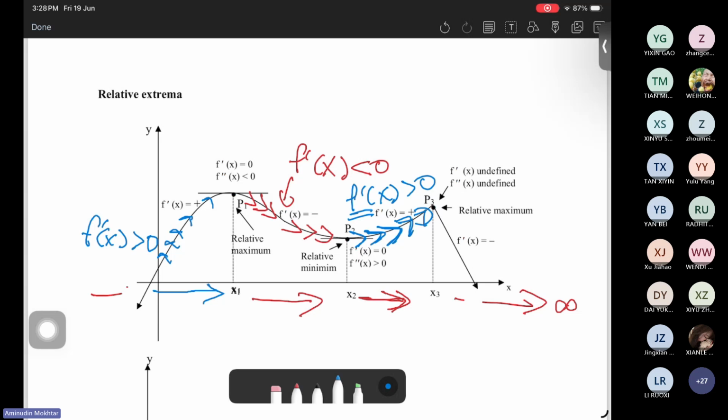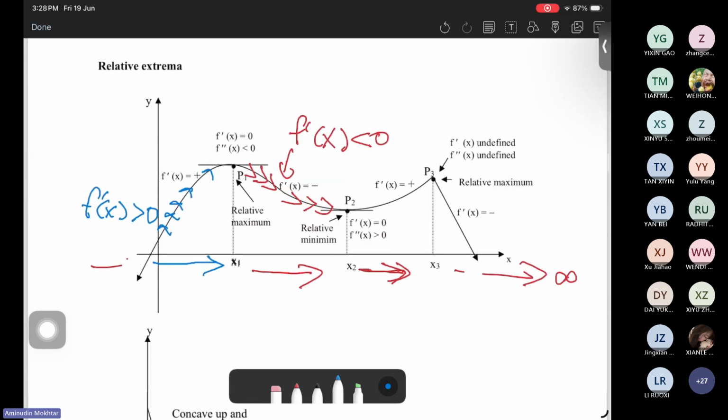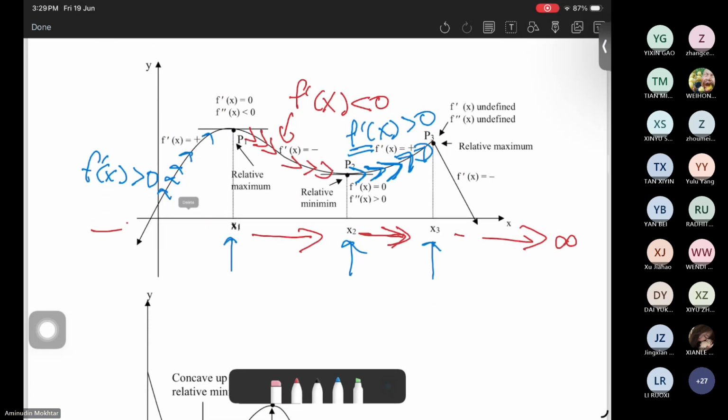Now, before this, I explained about before x1, after x1, before x2, after x2, and so on. But now I would like to look into what happened at x1 at this point. This point is very important. For example, x1 and x2. Before x1, we can see the function is increasing. After x1, the function is decreasing.